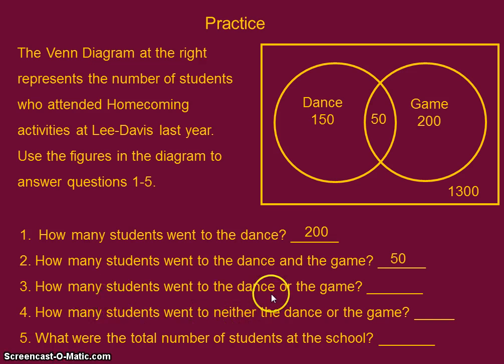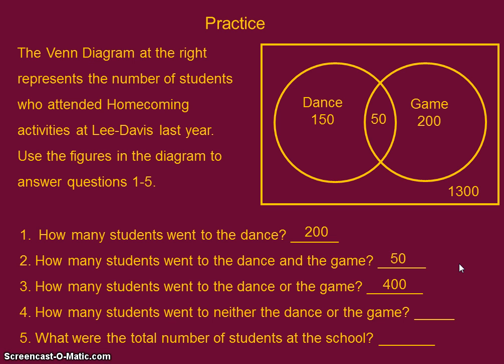3, how many students went to the dance or the game? So they could be in either circle, either this circle or this circle. Well, we're only going to count this number once. But we're just going to add up all these numbers here. So 150 plus 50 is 200, plus 200 is 400.